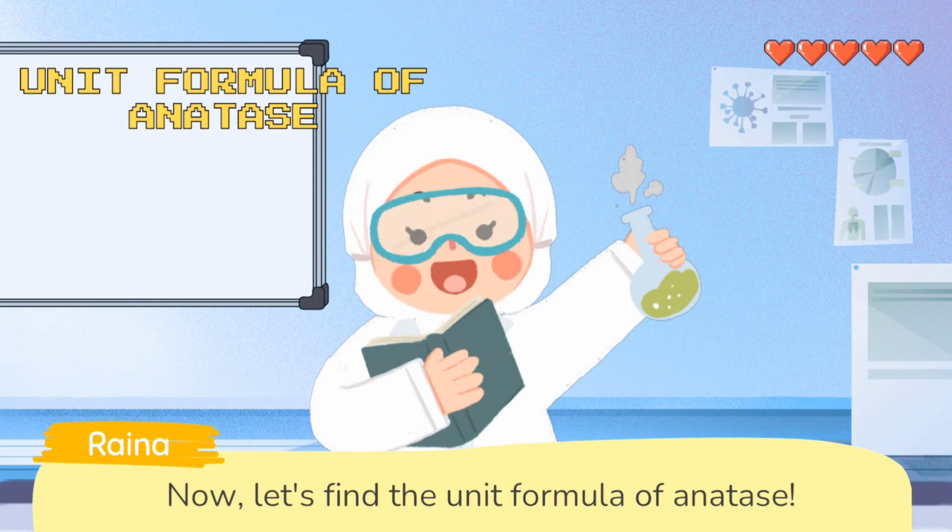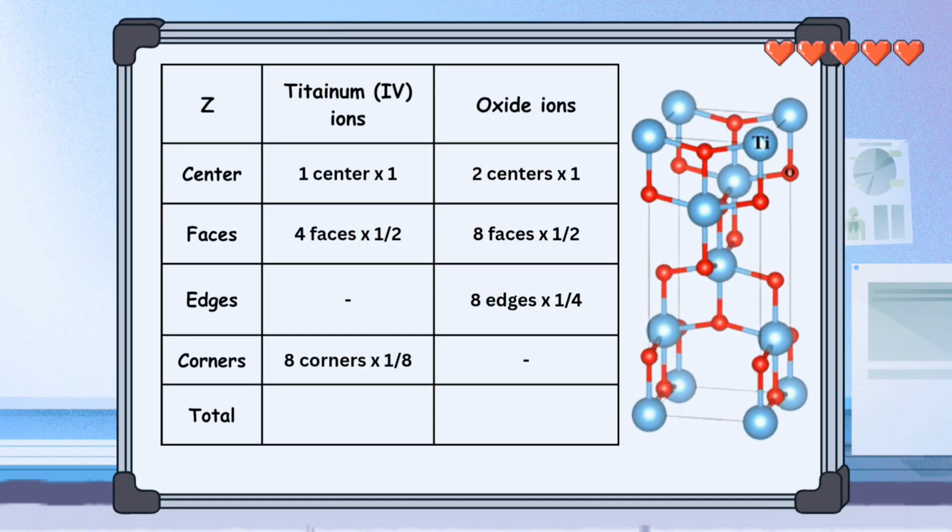Now, let's find the unit formula of Anatase. Let's start with titanium ions. There's one titanium ion at the center of the cell, which counts fully as 1. 4 more are located on the faces. Since each face is shared with another cell, only half of each counts, giving us 4 multiplied by 1/2 equals 2. Finally, 8 titanium ions sit on the corners, but corners are shared among 8 cells, so their contribution is 8 multiplied by 1/8 equals 1. Add them up. 1 plus 2 plus 1 equals 4 titanium ions per unit cell.